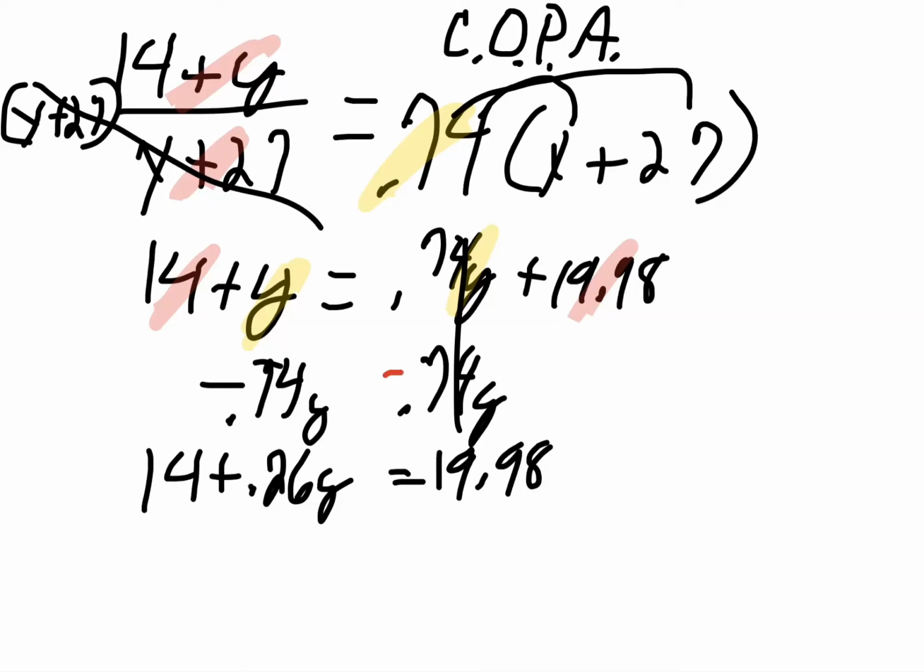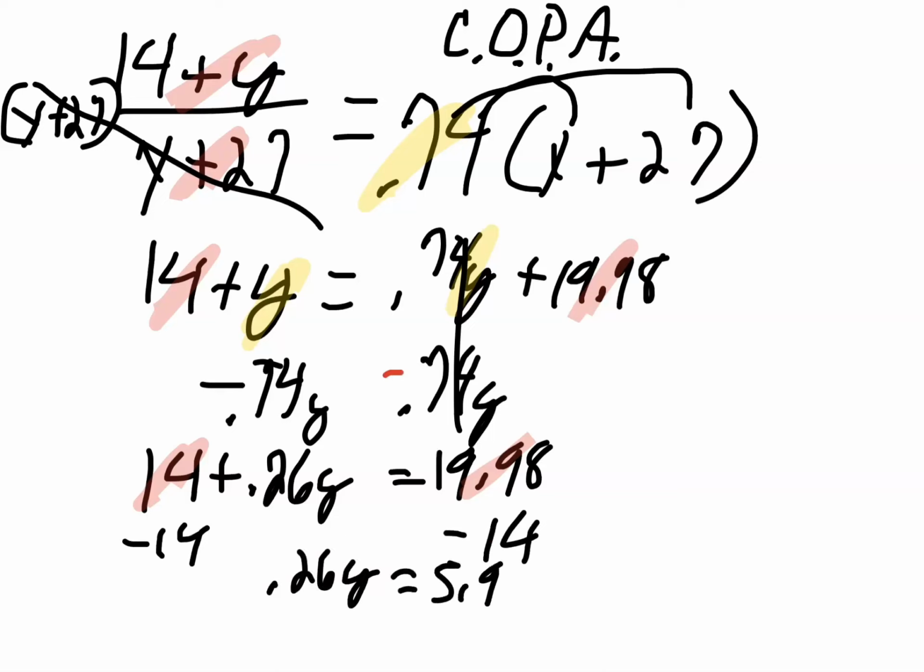All right, and still we're going to do the opposite one more time. Again, we're just going to identify the terms that are like those two. And so we're just going to do the opposite. Okay, so get my pen back. And the opposite is minus 14 of 14. And we do it to that side, we'll do it to this side. So we get 0.26y equals 5.98.